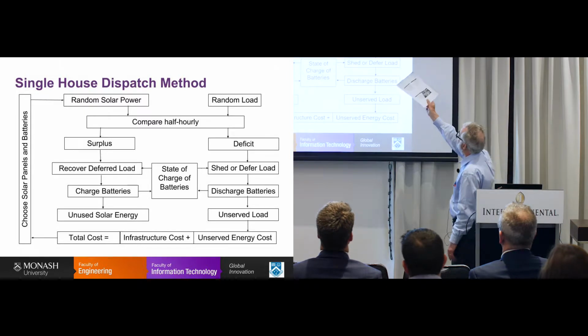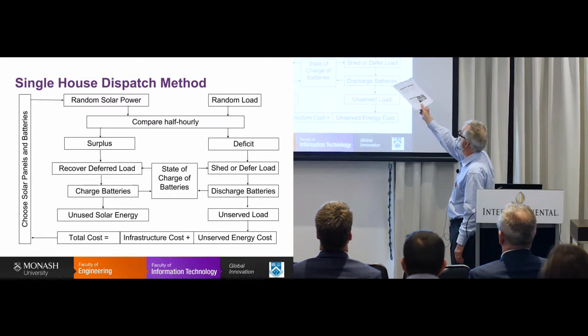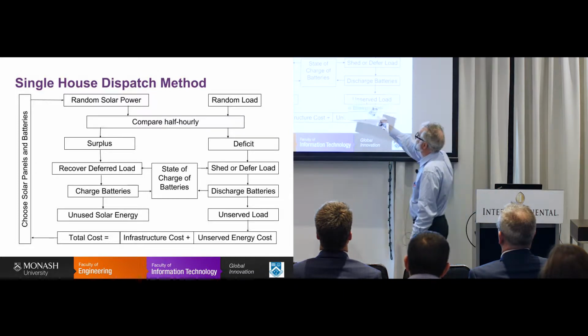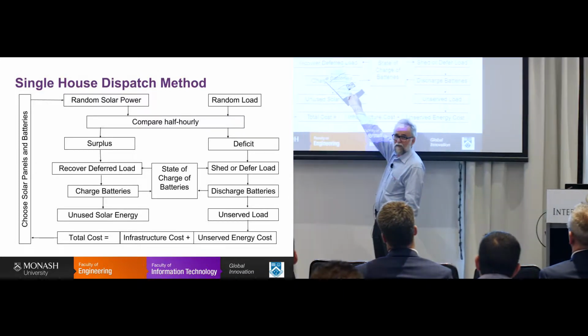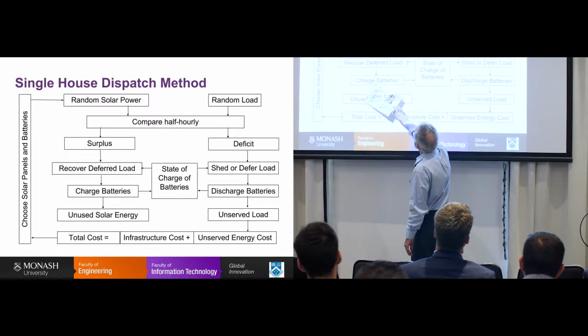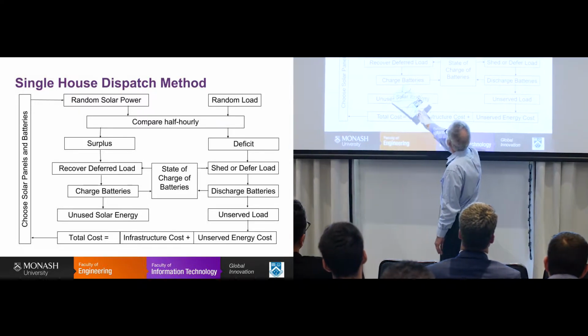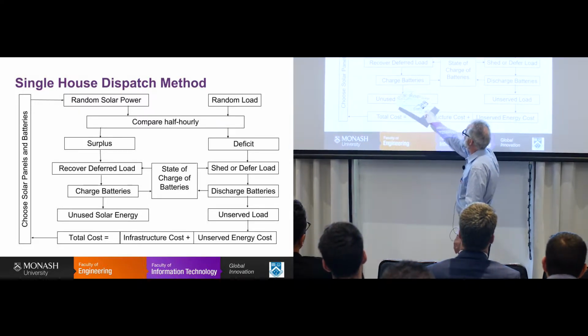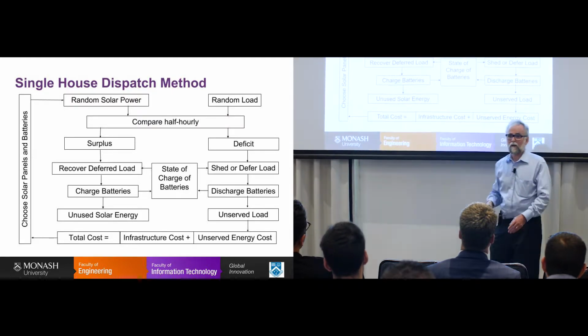So just take the solar power and the load and compare on a half-hourly basis. Am I in surplus or in deficit? If I'm in surplus, I recover any deferred services I wanted to do. If there's any left over, I charge the batteries. And if there's too much, well, I record that as unused solar energy.